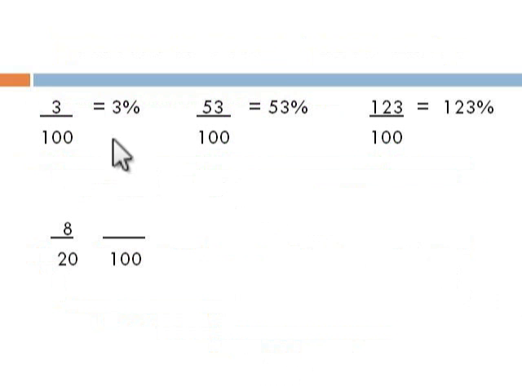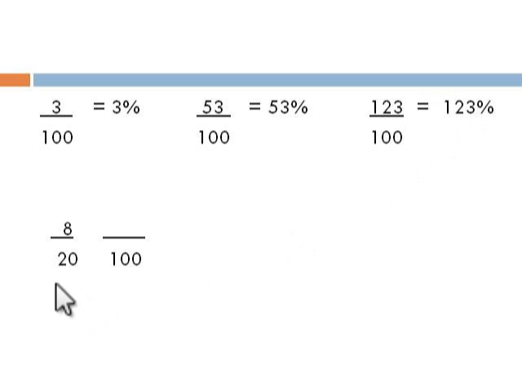So no matter what is on top, on that numerator, if 100's on the bottom, that is your percent. So if it's only one digit, like 3 out of 100, that would be 3%. 53 out of 100 would be 53%. If it's 123, then your percentage is over 100. If you have 123 out of 100, you have 123%.